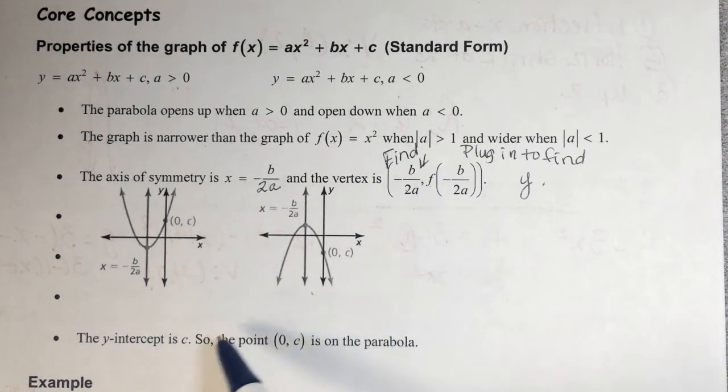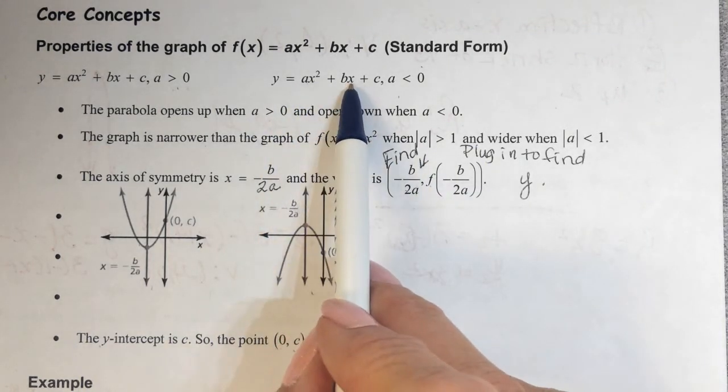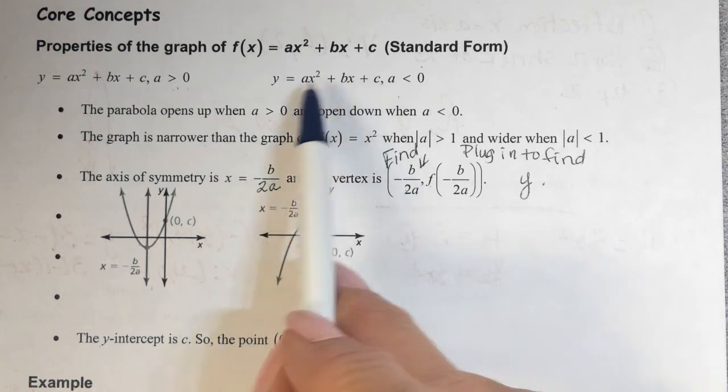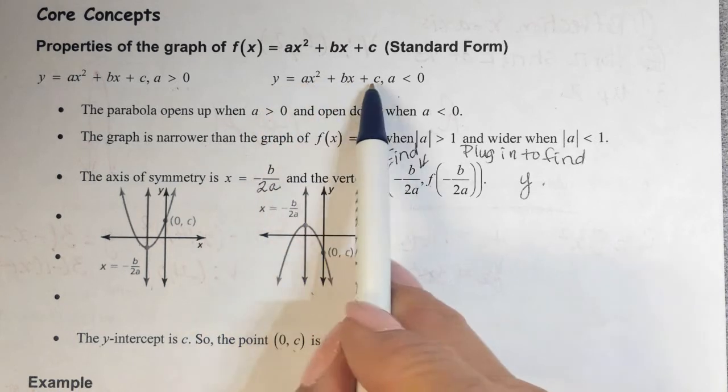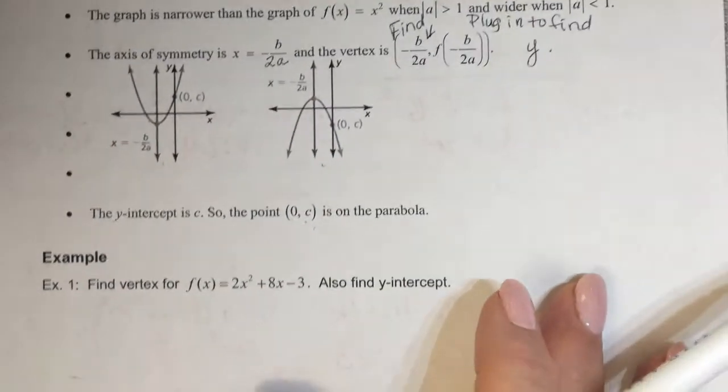All this will make more sense when we do some more specific problems. The y-intercept is when we plug in 0 for x, what do we get for y? So look at this. If I plug in 0 for x, what's left for y then? C, right? So that's why it's going to be 0, c.